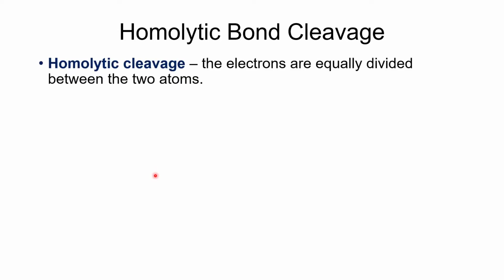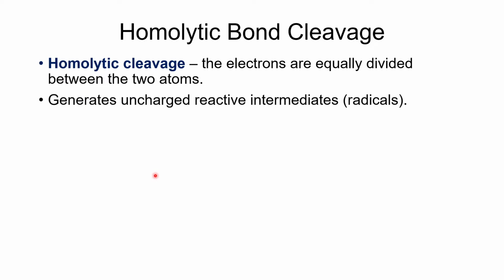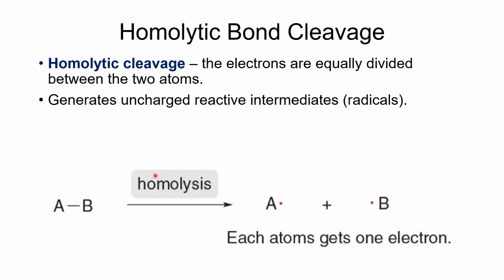All right, so homolytic bond cleavage, the electrons are divided equally between the two atoms. So if you have one pair of electrons, one of the electrons goes to one atom and one of the electrons goes to the other atom. This will generate uncharged reactive intermediates, and we will refer to those intermediates as radicals. So here is a reaction where an A-B bond, we don't know what A and B are, but an A-B bond is broken, and one electron goes to A and one electron goes to B, and we end up with radicals on each of those atoms.